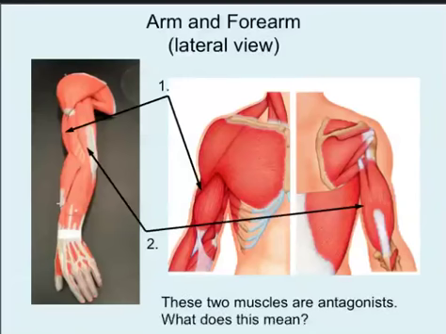Okay, here we're looking at a model of the arm. Muscle number 1, the biceps brachii. Muscle number 2 is the triceps brachii. These two muscles are antagonists. What does that mean? It means that they oppose each other when they are flexed. The biceps brachii is involved in elbow flexion. The triceps brachii is involved in elbow extension.